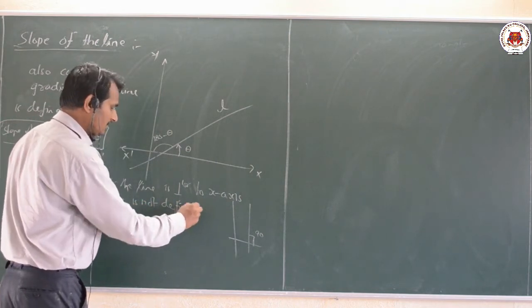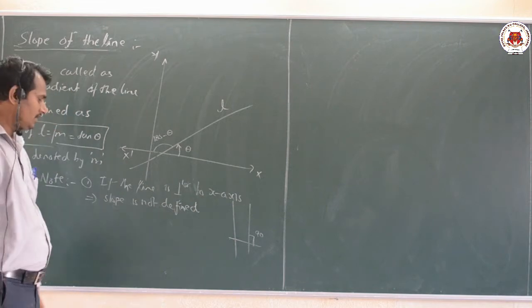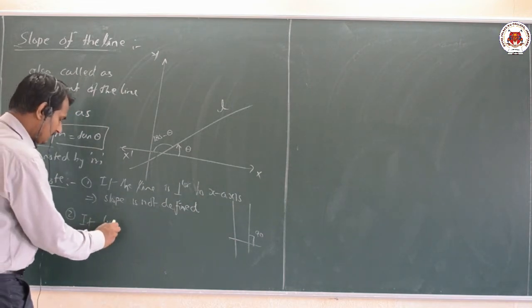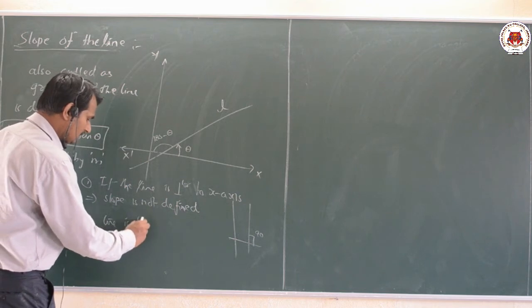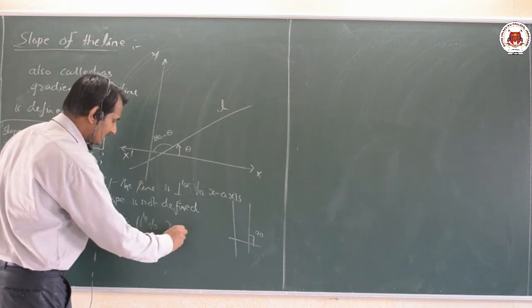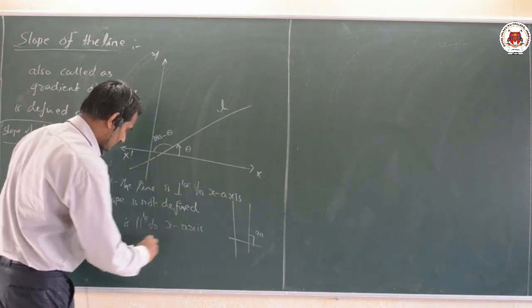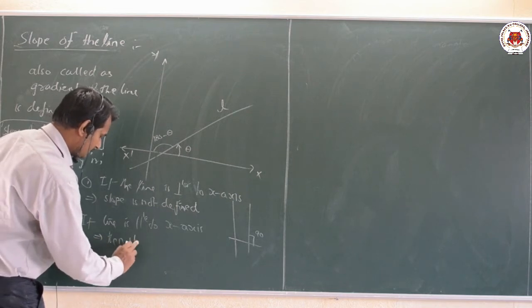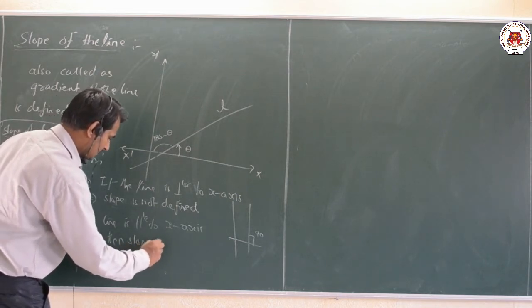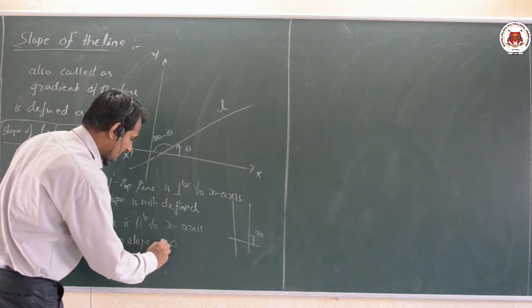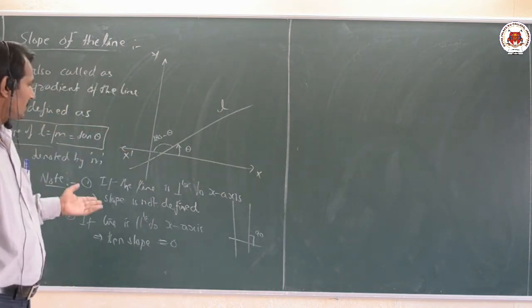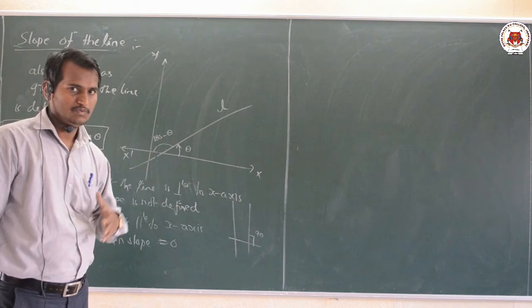Slope is not defined here. Slope is not at all defined. This is the first thing. The second note is, if the line is parallel to the x axis, then the slope is equal to 0 here. Then the value of the slope will be 0 here. Dear students, that is nothing but our required definition of the slope here.